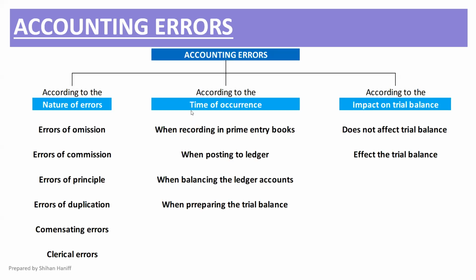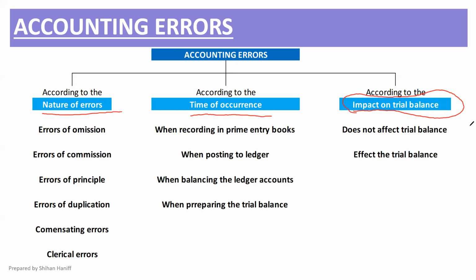So the accounting errors can be divided into three types. We divide the accounting errors into three types according to the nature of the error, the time of occurrence, when, and the impact on the trial balance. Impact on the trial balance, right?